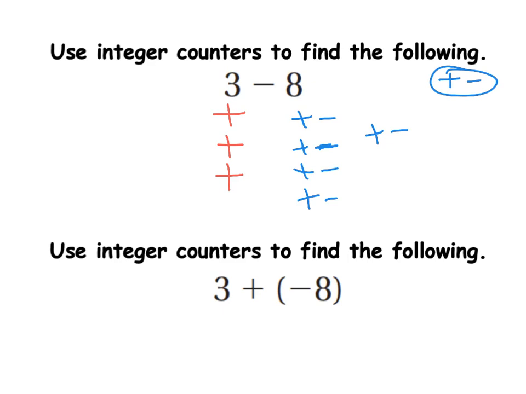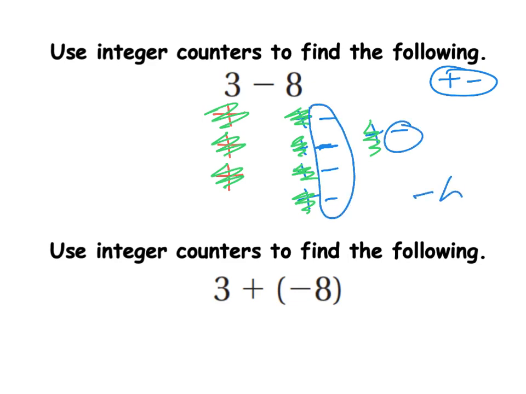So I want to subtract 8. So here's 1, 2, 3. Now I can keep going with these. 4, 5, 6, 7, 8. And what I have left are 5 negatives. So my answer is negative 5. But that's a really confusing way of doing it.